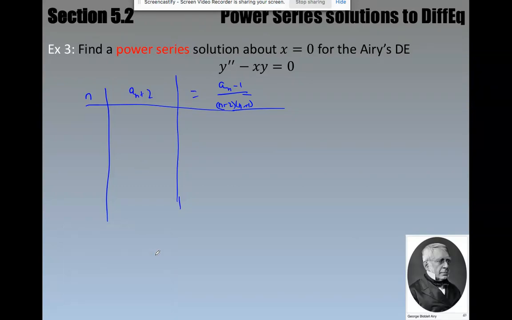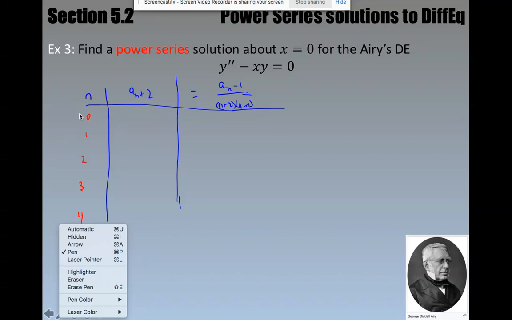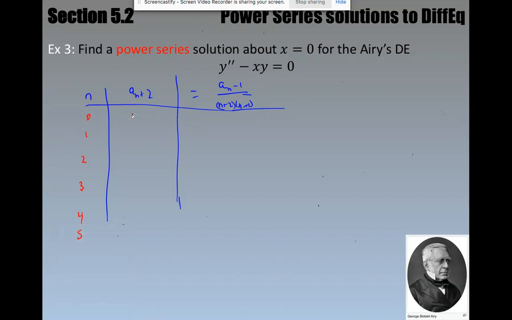Then I'm going to go down, I don't know, maybe to 5. So when n is equal to 0, you get a sub 2, but we already know that's 0, right? Remember that? That was our constant.